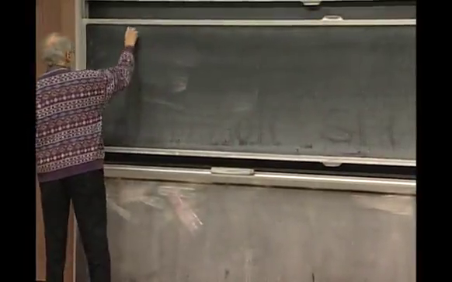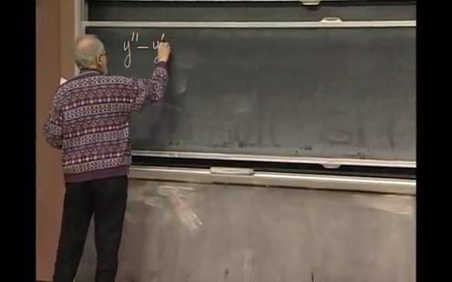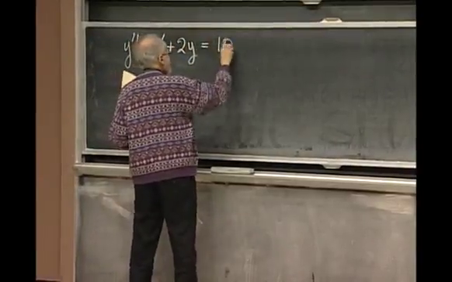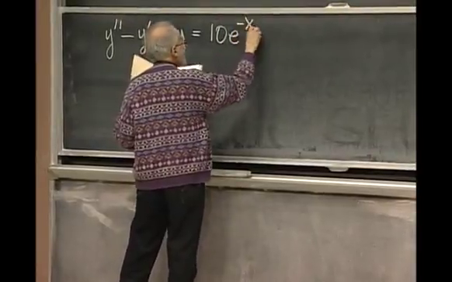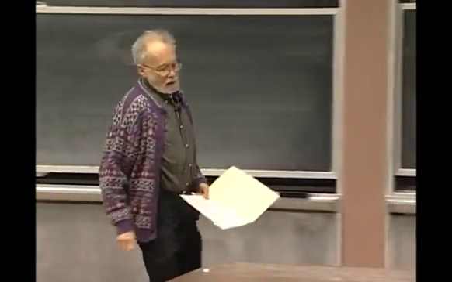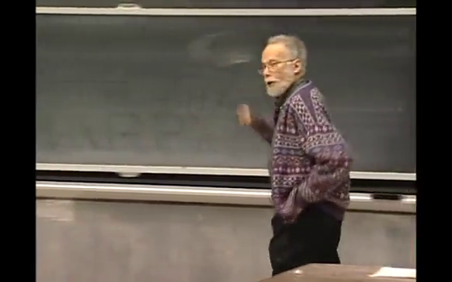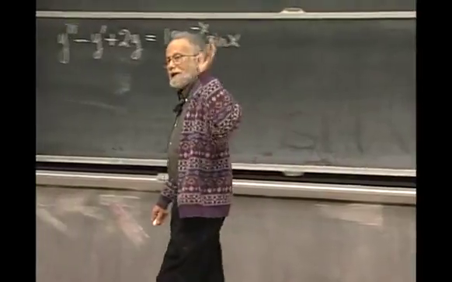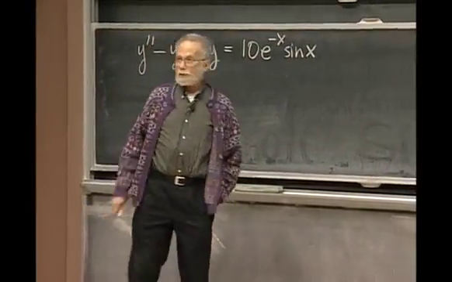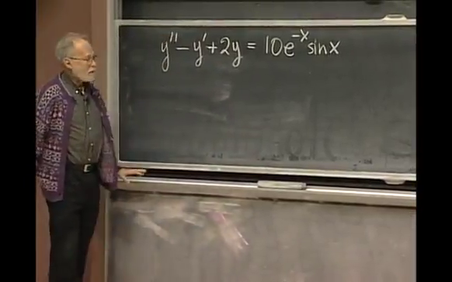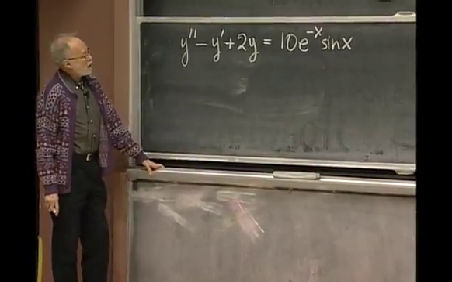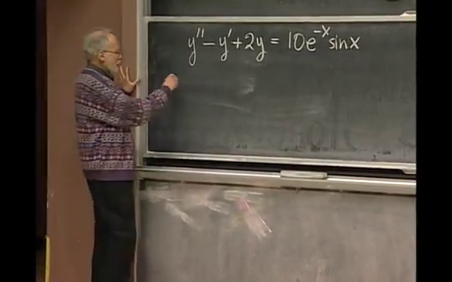y double prime minus y prime plus 2y is equal to 10 e to the minus x sine x. Okay, so the input is this function 10 e to the minus x sine x, that's a decaying oscillation. You've seen those already on the computer screen if you've started your homework, if you've done problem 1. It's a decaying exponential, and I want to find a particular solution.